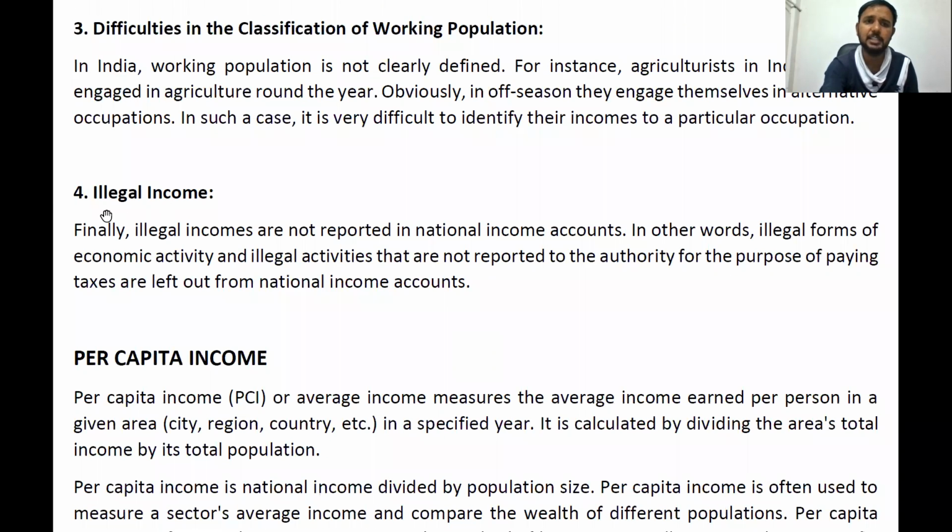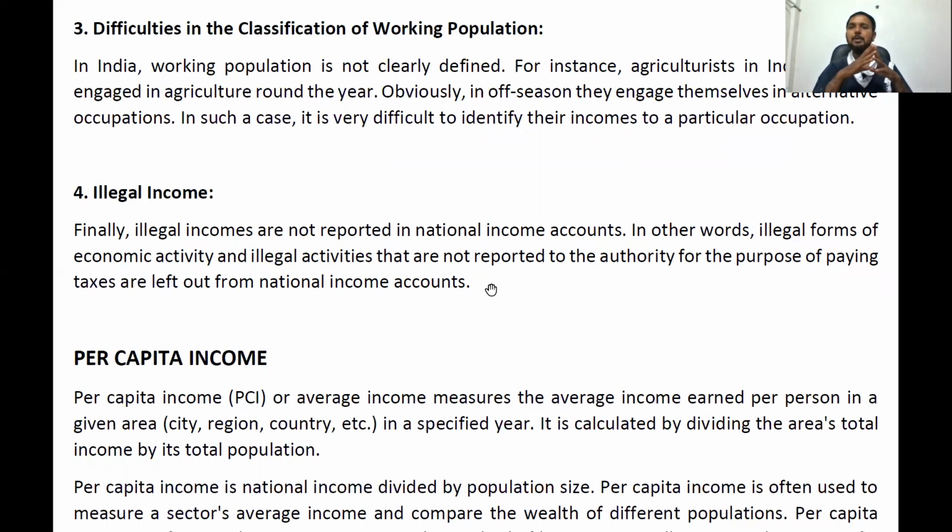And the fourth point is illegal income. So guys, what is illegal income? It is the income derived from activities which are prohibited by the government. Finally, illegal incomes are not reported in national income accounts. In other words, illegal forms of economic activity, and activities that are not reported to the authorities for the purpose of paying taxes, are left out of national income accounts.